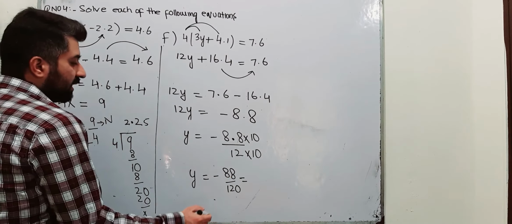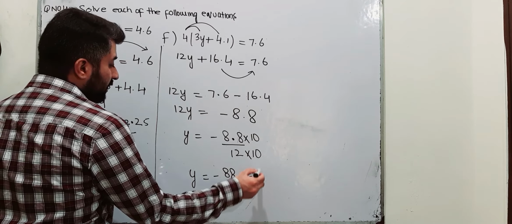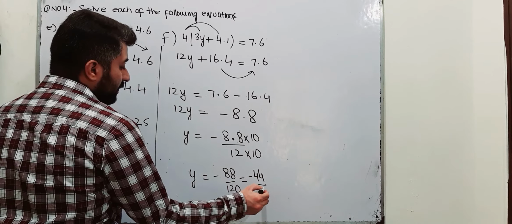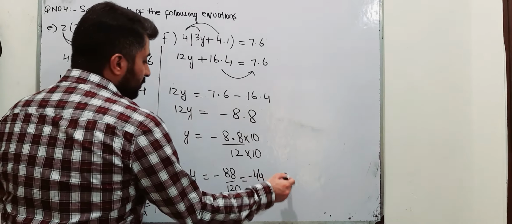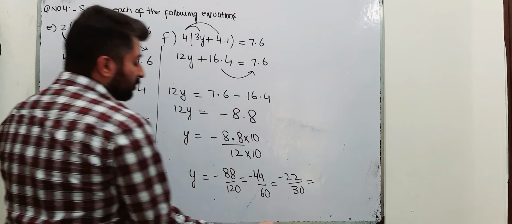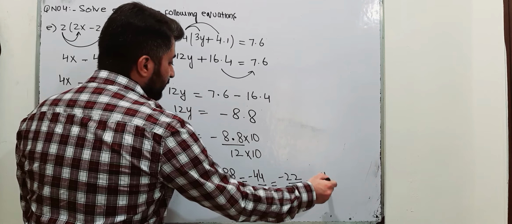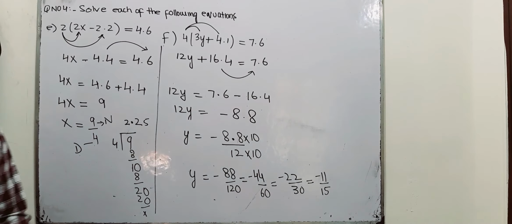You can simplify this. You can divide both of them by 2. 2 times 44, 2 times 60. You can further simplify it to 2 times 22, 2 times 30. You can simplify it further. It will be 1 times 11, 1 times 15. So this is the answer for this part.